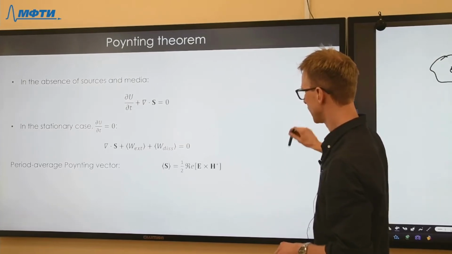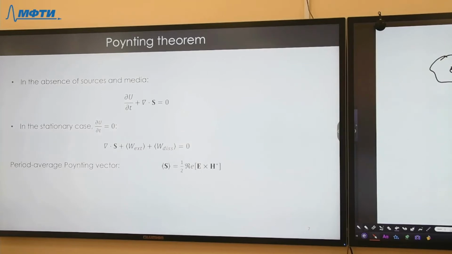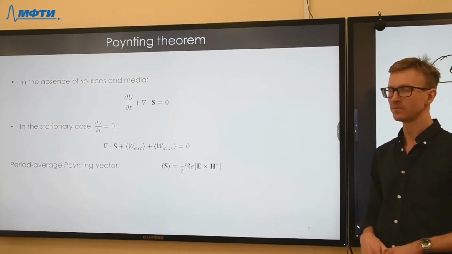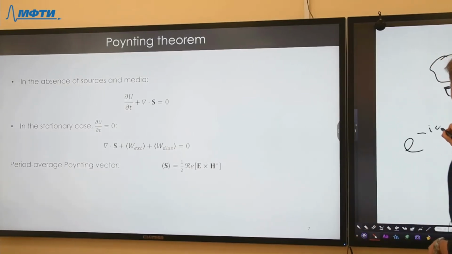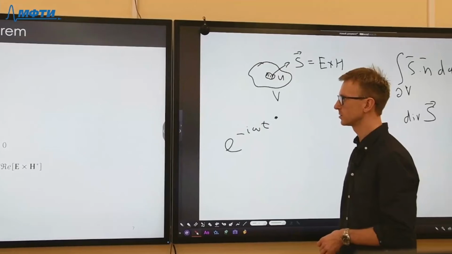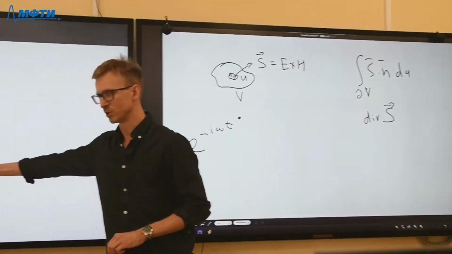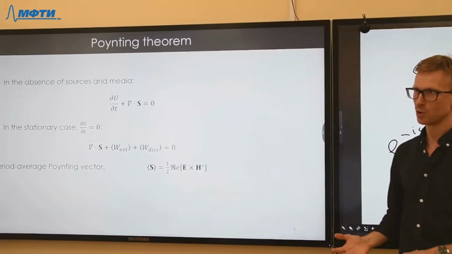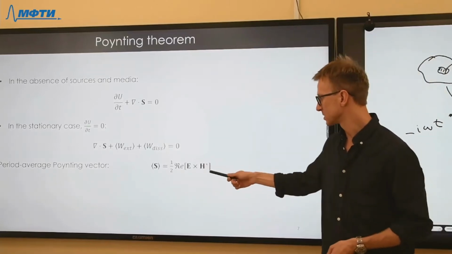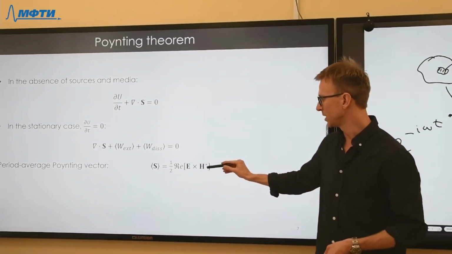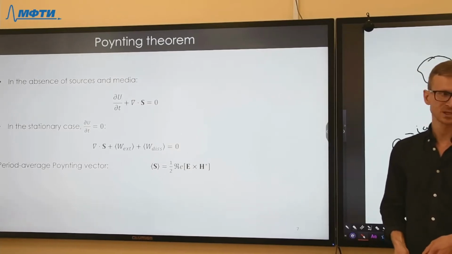And we can provide very useful expressions for these quantities in the monochromatic case. If all the fields are monochromatic, if they oscillate with this monochromatic factor, electric field, magnetic field, and the rest, the time-averaged Poynting vector, averaged over one period, becomes this, where E and H are not instantaneous field values, but complex amplitudes, okay?